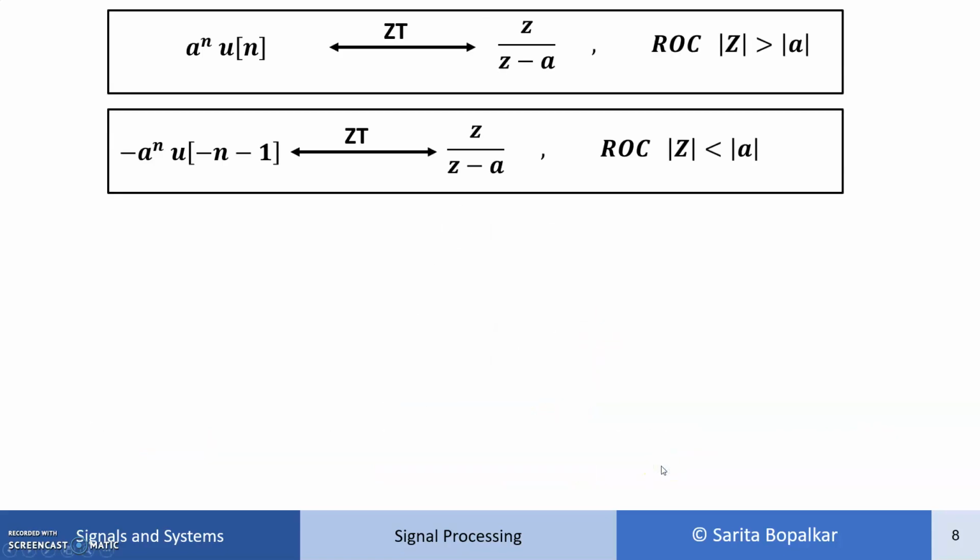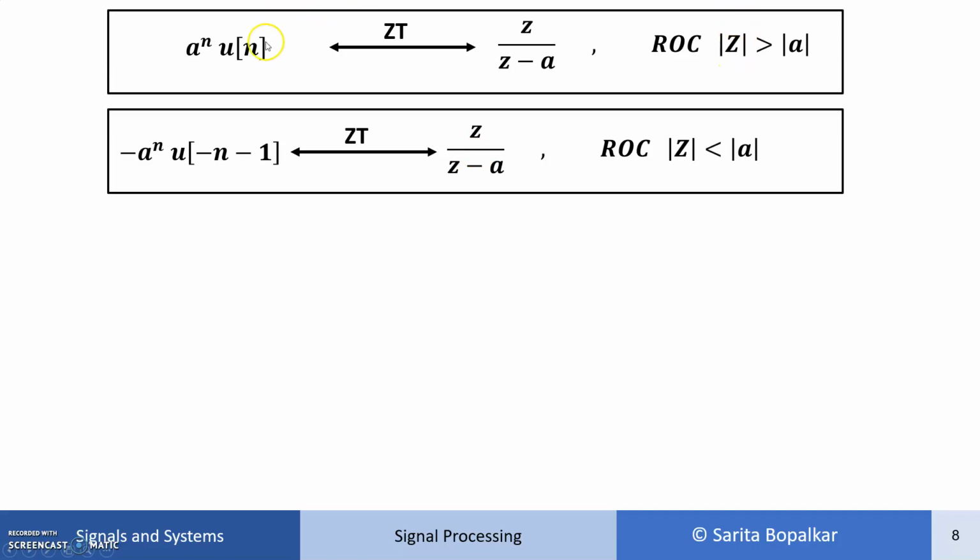Now let's check both the examples which we have solved right now and in the previous video. In the previous video, we solved the example for a raised to n u of n. Your z transform is z upon z minus a. In this video, we have solved the example for minus a raised to n u of minus n minus 1. Z transform is z upon z minus a. In both the cases, you got the same z transform, z upon z minus a. So where is the difference? Difference is in the ROC.